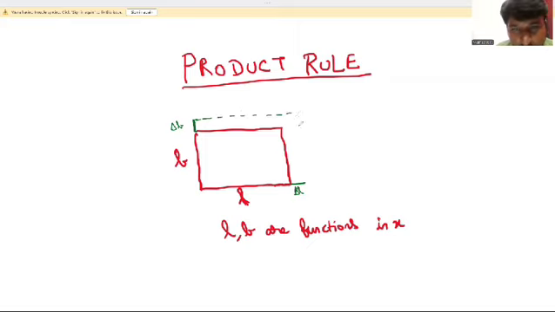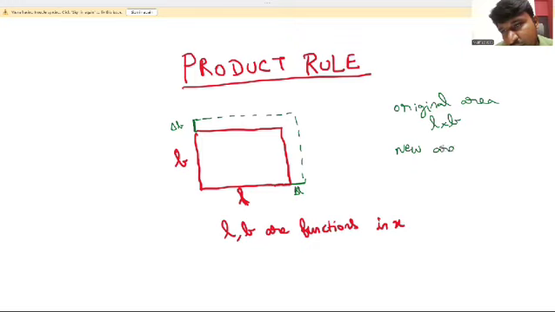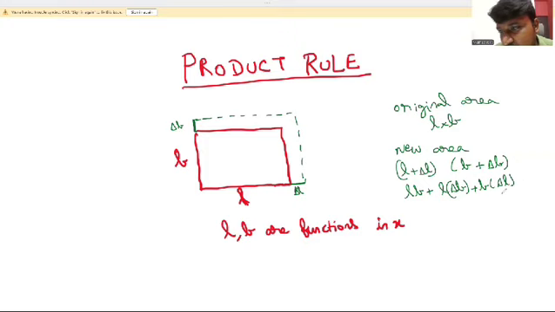So what was the original area? The original area was L into B. Now what is the new area? The new area is L plus del L multiplied by B plus del B. If you expand this, you'll get LB plus L times del B plus B times del L plus del L into del B.